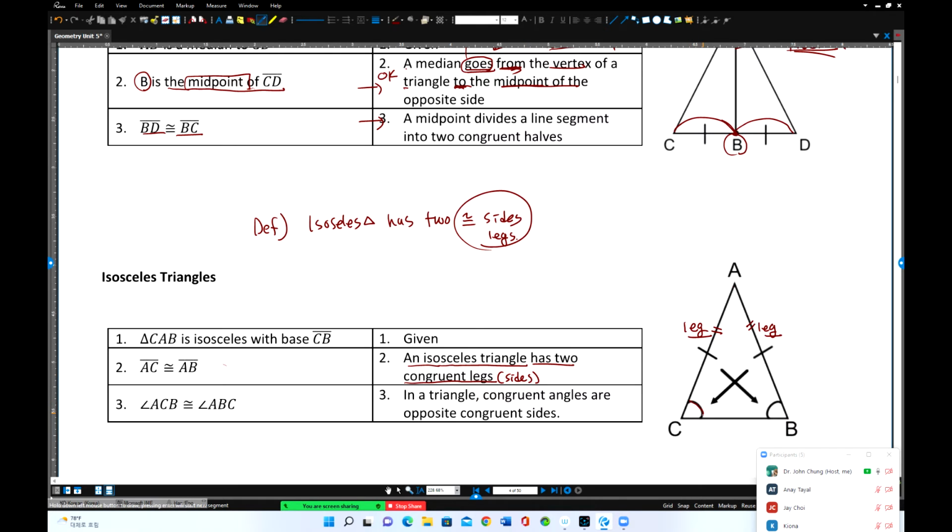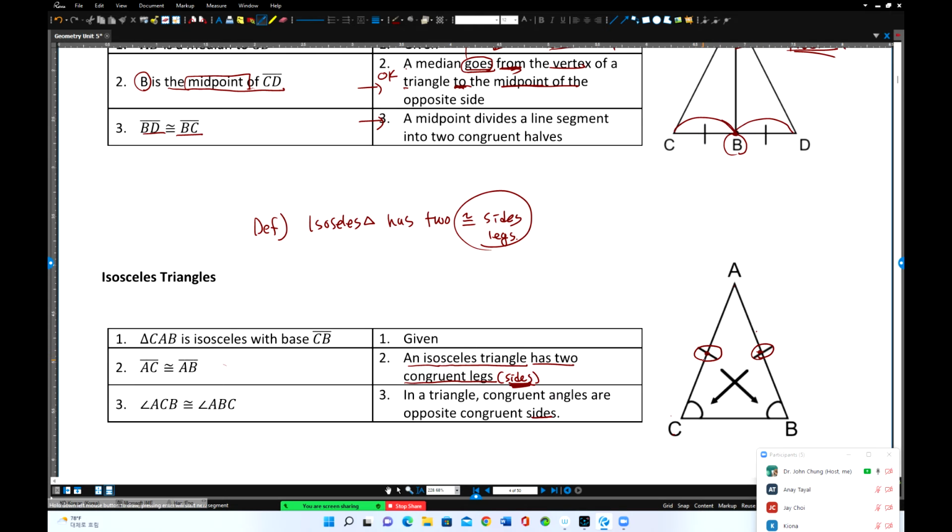In isosceles, two base angles are congruent. That is not the definition. Isosceles is only two opposite sides, congruent sides. Two legs are congruent. That is the definition of isosceles, not two angles congruent. Only sides, not angles. Using this side, they are equal. This side is equal.